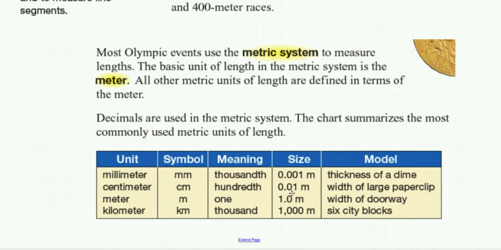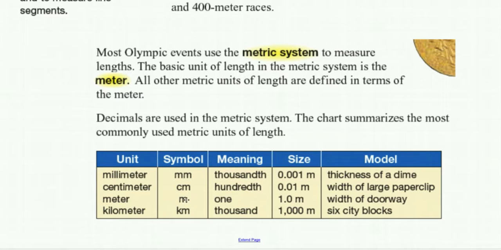Centimeter, symbol cm. It's located in the hundredths place in the decimal place value system. 0.01 as a decimal, 0.01 of a meter, and the length is the width of a large paper clip. So if you get a large paper clip, the width of that is probably a centimeter.